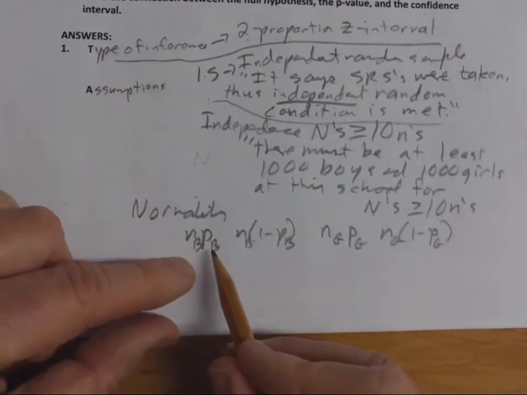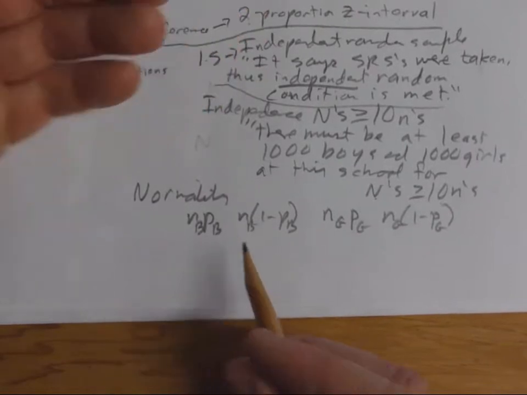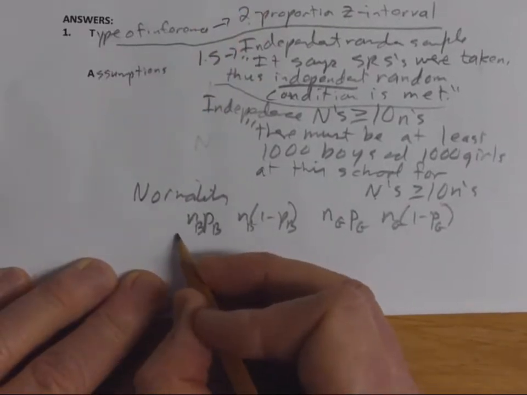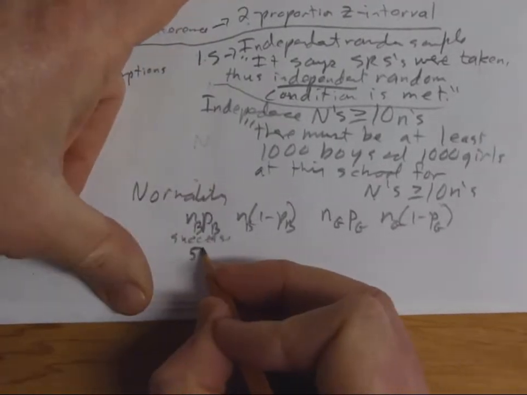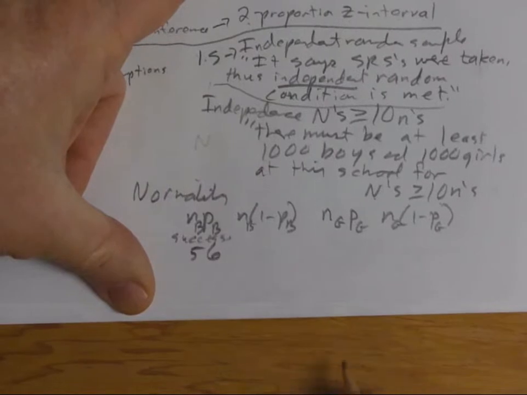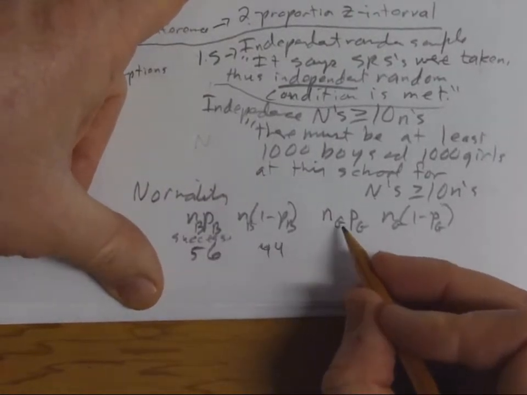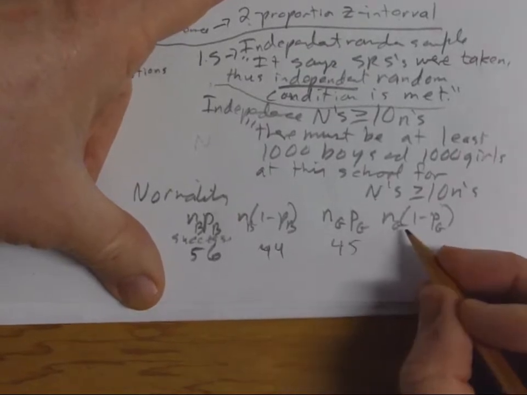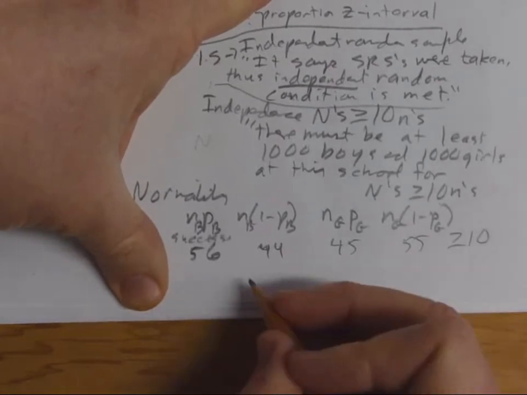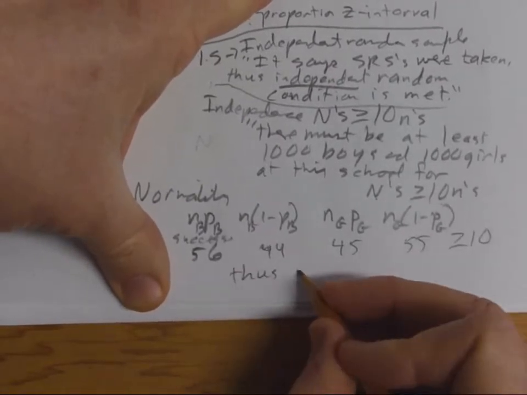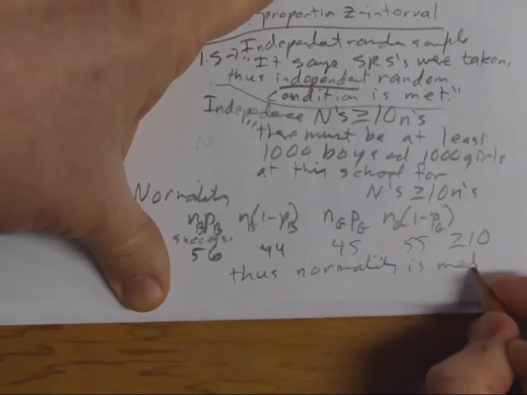So this is N sub B times P hat sub B, which is 0.56 times 100. This is in essence your number of successes for boys, and it's going to be 56. There's 56 that say they like the school lunch, which means there's 44 that don't. This is your number of successes for the girls, which is 45, and that's the number of failures for girls, which is 55. They're all greater than or equal to 10, so you can say thus normality is met. That's the easiest way to say it.